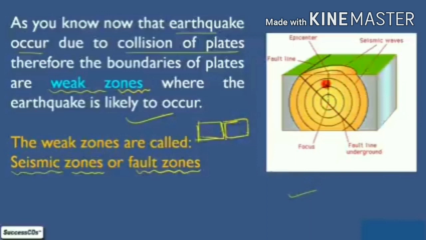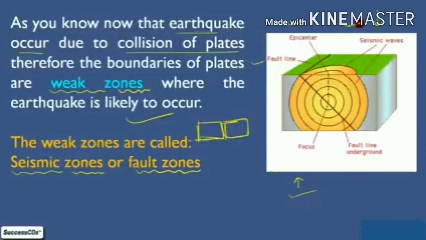So here in the figure you can see, children, these are the waves. When an earthquake takes place, waves are produced. These waves are known as seismic waves, and these waves are produced at the center which is known as focus. From the focus they rise to the outer layer of the earth which is known as epicenter. The epicenter is an area which will be more affected by these seismic waves or the earthquake.